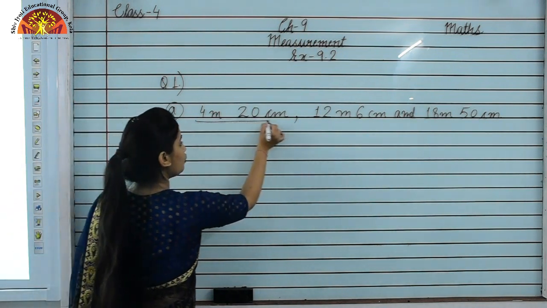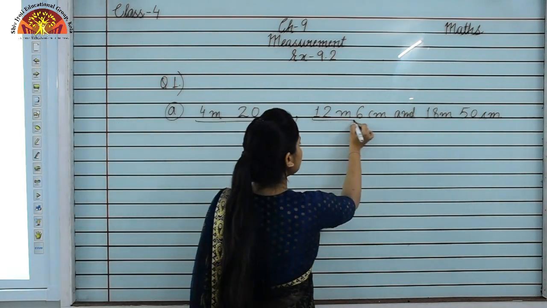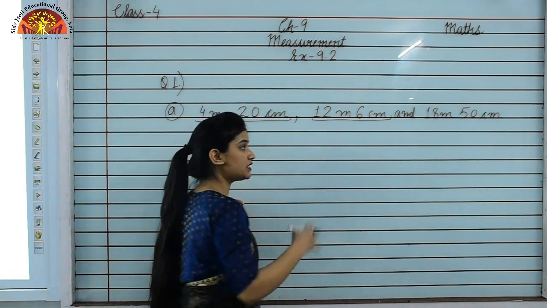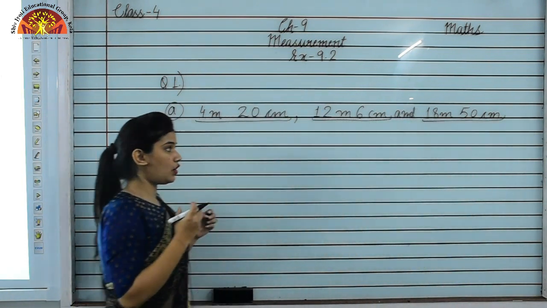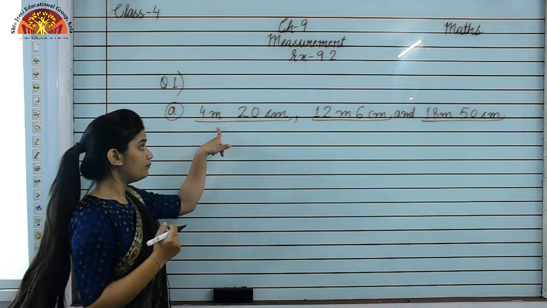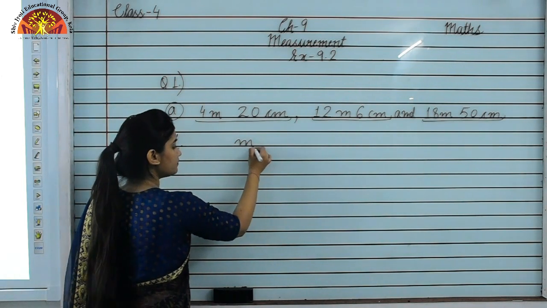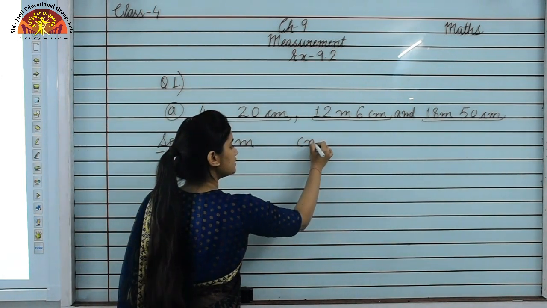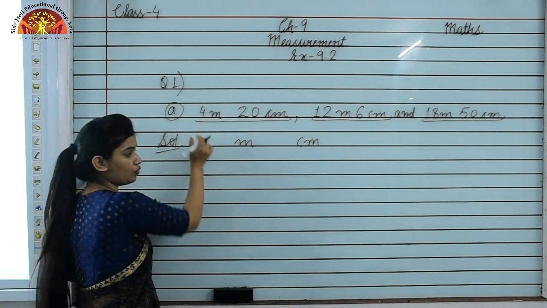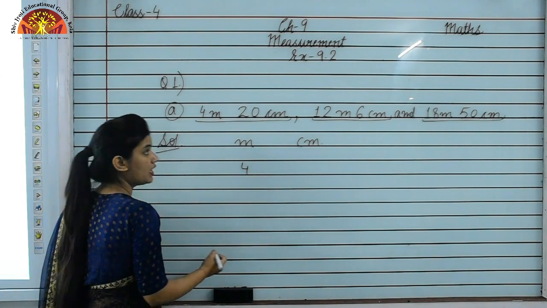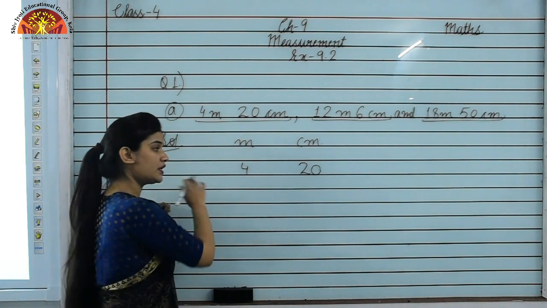First is 4 meter and 20 centimeter, ये पूरा एक number है. Okay, next is 12 meter and 6 centimeter and the last is 18 meter and 50 centimeter. You are observing 2 different units, meter and centimeter. So very simple. First you will write meter, then you will write centimeter. Okay, so in first number in meter we have 4. So here we will write 4 and in centimeters we have 20, so in centimeters we will write 20. This is the first number.